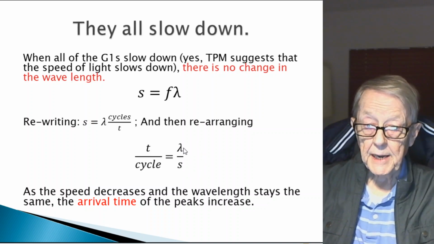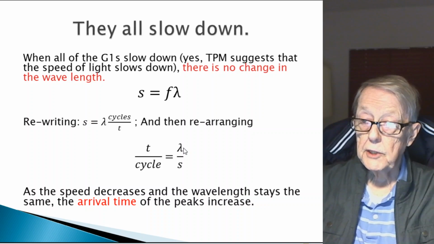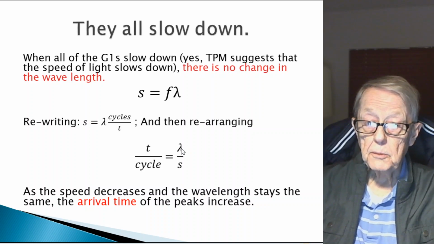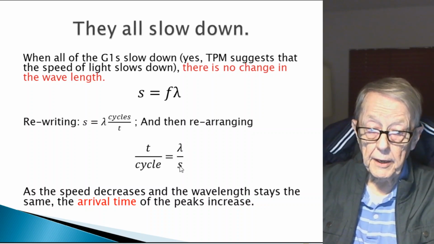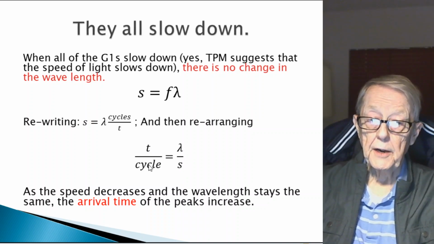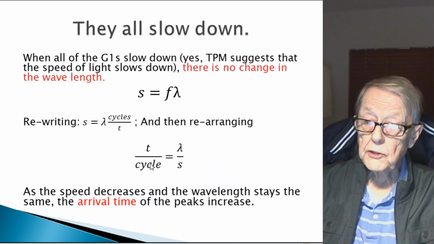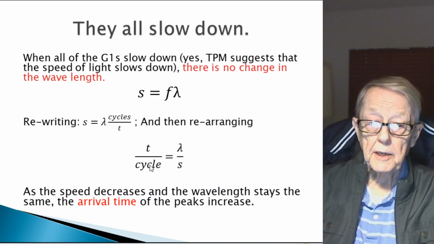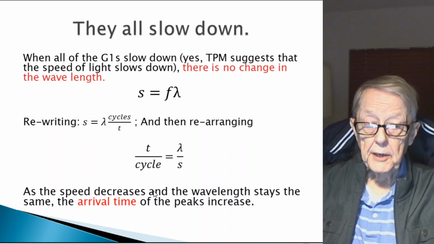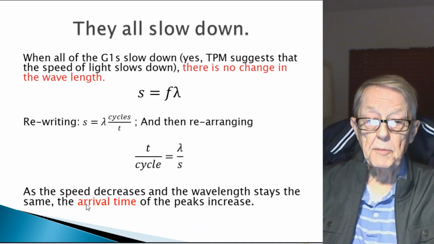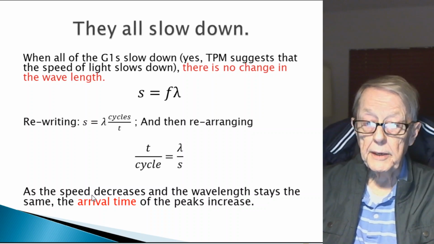Wavelength is the same because it doesn't change from the G1 particle field or the G2 particle field. You make this lower, and this is a constant, so this is higher. So the time per cycle is larger. Not the wavelength, the time per cycle is larger. As the speed decreases and the wavelength stays the same, the arrival time of the peaks increases.